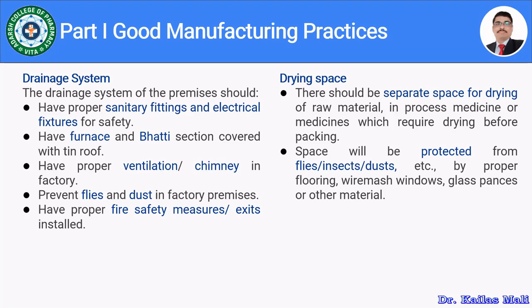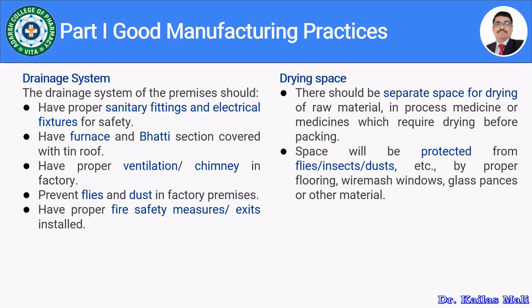In the manufacturing unit, whatever the furnace and the bhatti section is there, it should be covered with a tin roof. The tin roof is required, which will prevent the entry of flies and dust into the particular area. There is a furnace and the bhatti section. It should have proper ventilation and a chimney in the factory.